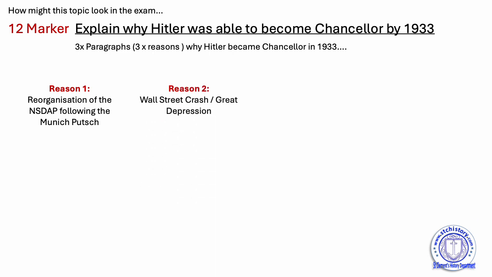For example, you really probably should be doing the Wall Street Crash and the Great Depression as a paragraph, saying how that led to Hitler becoming Chancellor. And reason 3, the Nazi propaganda and the broad appeal of the party, where Hitler doesn't really appeal to any one policy or one particular group, trying to get as many votes as he can.